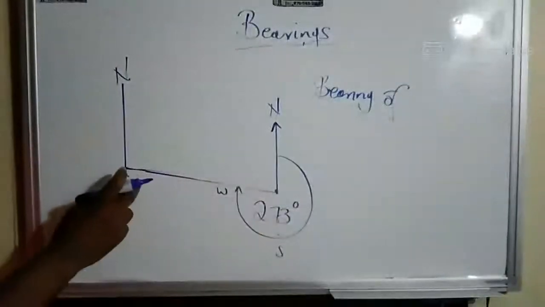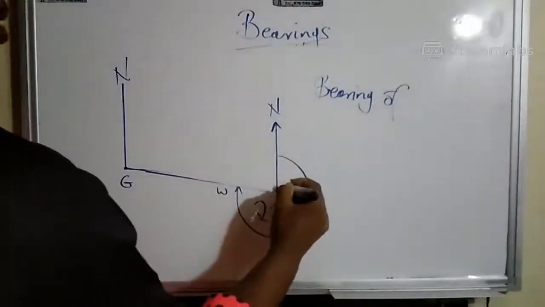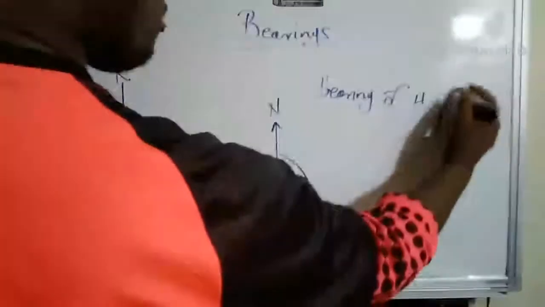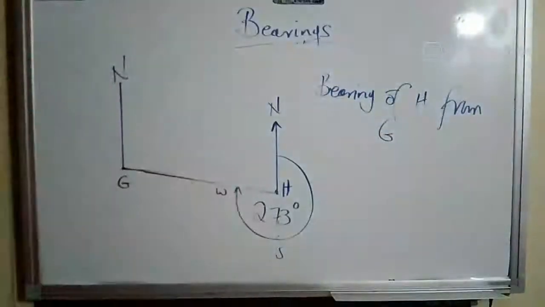So now, I want you guys to find the bearing. You're going to find this one now, the bearing of, oh, this was supposed to be H. The bearing of H from G. Go ahead and try that one, guys.